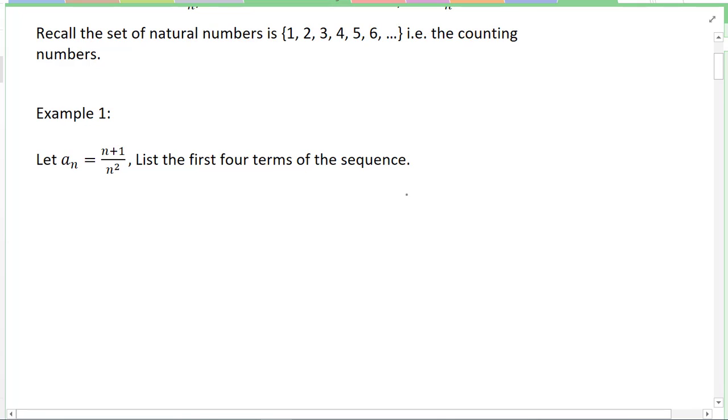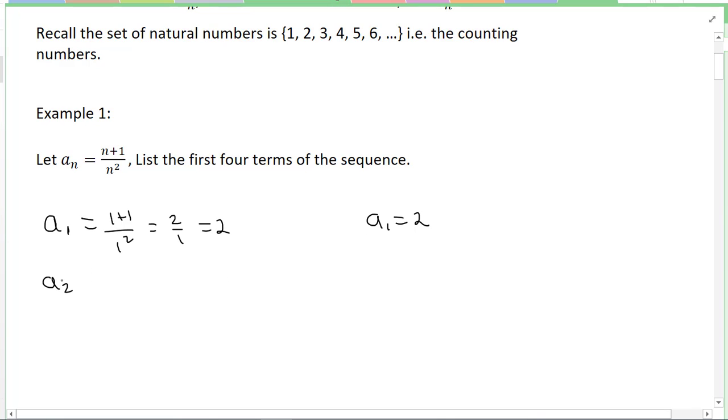This is a sequence, so we're given the nth term of the sequence, or also the function. This means it's going to take a natural number, add 1, and divide it by the natural number squared. It says list the first 4 terms of the sequence. So we're going to say a sub 1. All sequences start with 1. So this is 1 plus 1 over 1 squared, which is 2 over 1, which is just 2. So a sub 1 is 2.